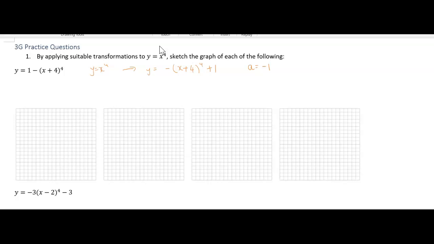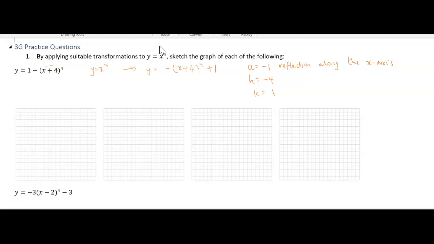Our value of H is negative 4. All right, so we can rewrite that plus as minus negative 4. And our value of K is 1. So for this function, we've had a reflection along the x-axis.